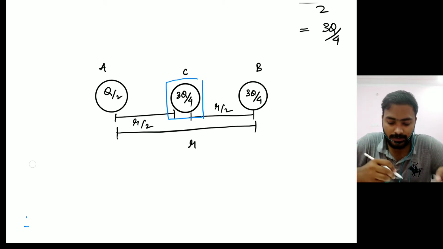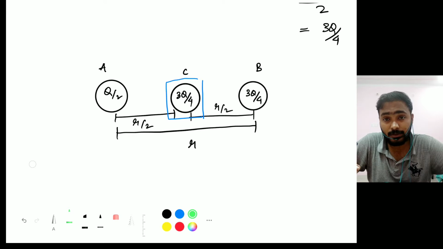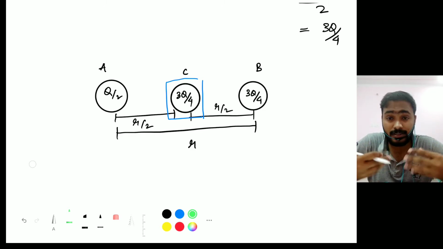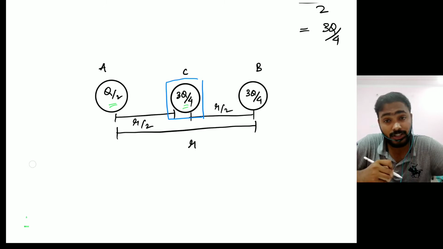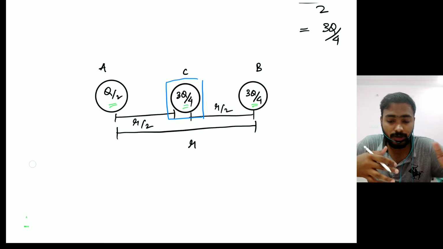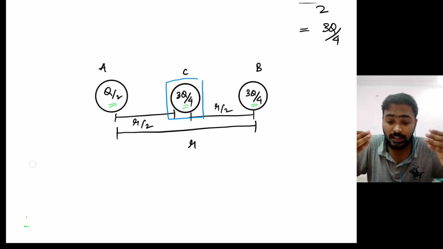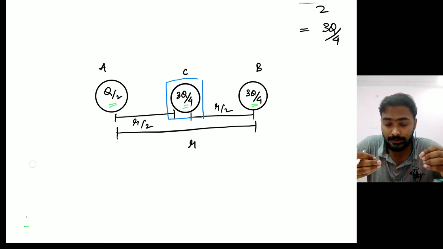Now it's pretty simple. Because all the three charges are positive, the bodies are going to feel a repulsive force because like charges repel. A has Q by 2 charge which is positive, C has 3Q by 4 which is positive, B has 3Q by 4, again positive, right? These three bodies are going to feel repulsion, but we do not care about body A and body B. Our question is about body C, right?